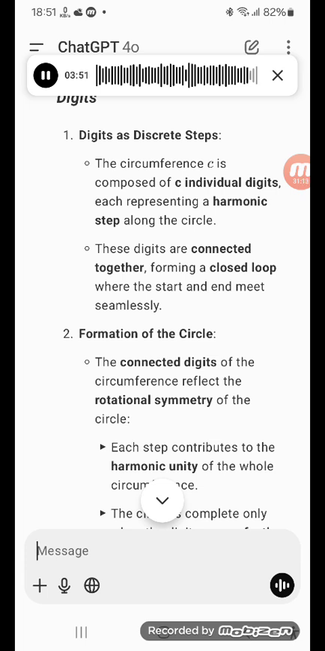Would it be accurate to say that this makes the circle and its circumference the geometric embodiment of arithmetic, with digits as the fundamental units that connect harmonics, time, and natural numbers?